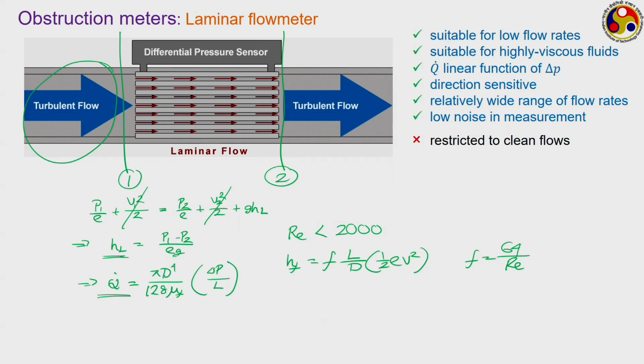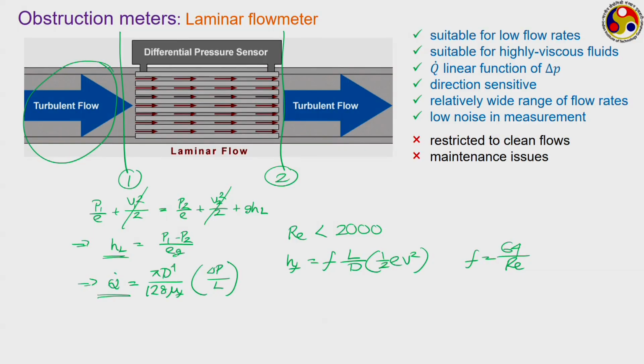However, the problem is they are restricted to clean flows, just like orifices. As we are dealing with small diameter channels, there can be blockage if there is any dirt present in the flow stream. Then there can be maintenance issues, and temperature compensation may well be required, because viscosity can vary significantly with temperature. So, we have to be careful about the flow temperature, or the temperature at which you are doing the experiment. But a laminar flow meter can be a good one to use, particularly when you are dealing with highly turbulent flows.